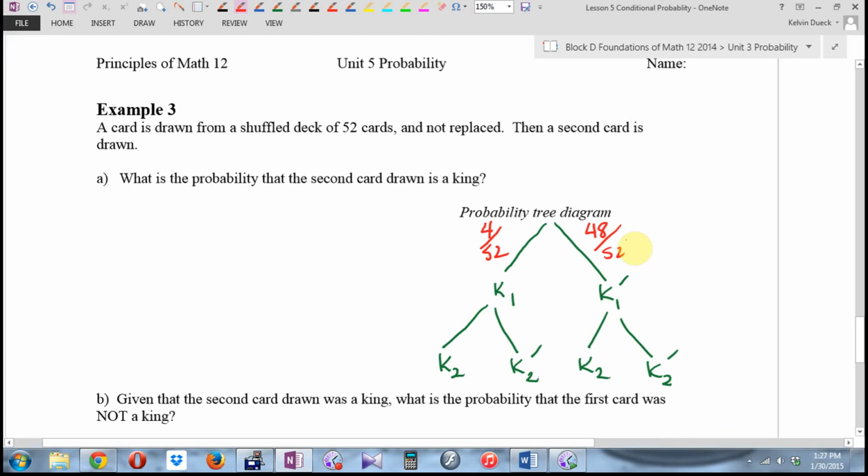Down the left-hand branch, we got a king. So how many kings are left in the deck now? 3 out of 51. What's the one across from it going to be? I'll give you a hint. Still out of 51. How many non-kings are left in the deck? 47 or 48? What's your built-in error check? These two here should add to 51 out of 51. They should add to 1.